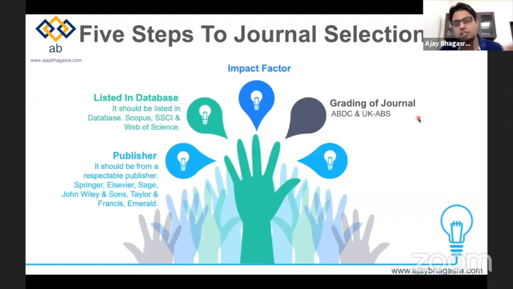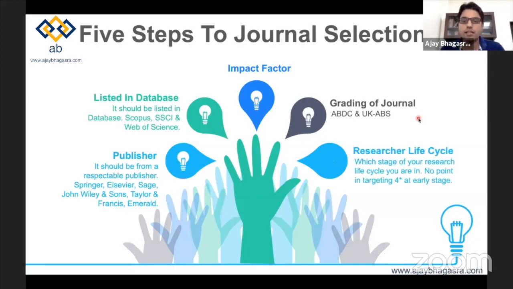So 4 star is best in ABS, and in ABDC, A star is best. So now you are getting more into premiumness. And then the last point is, look at your research life cycle. This is a point that we generally forget.